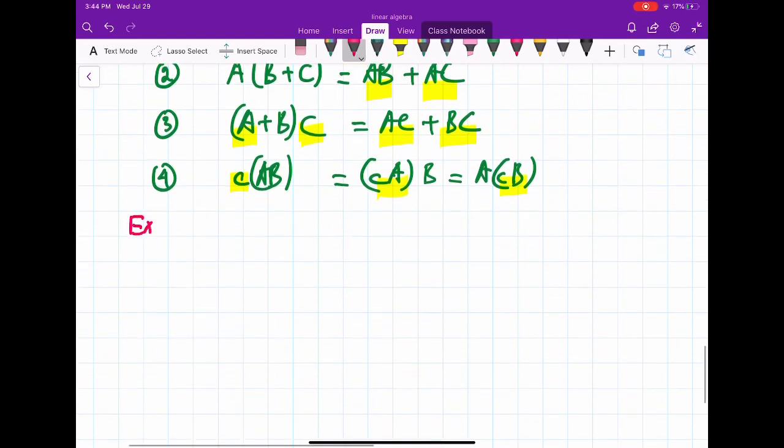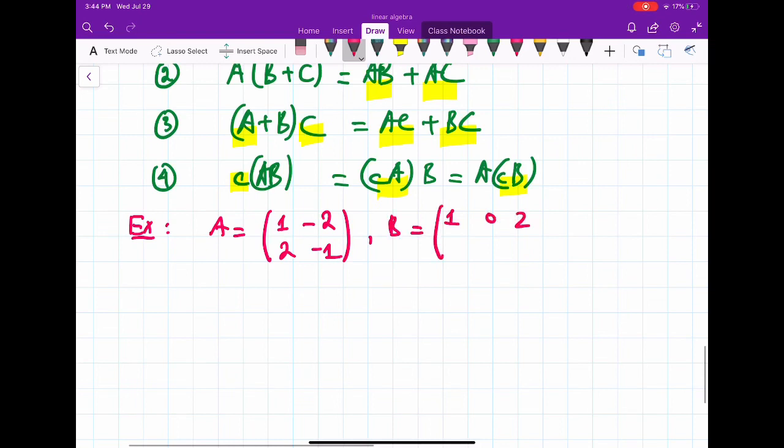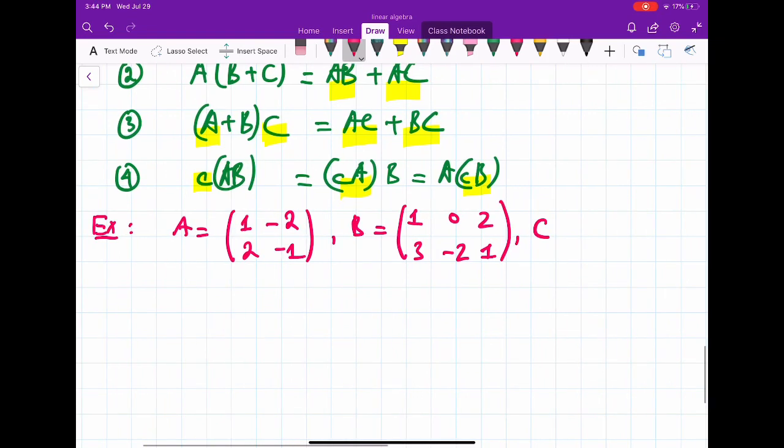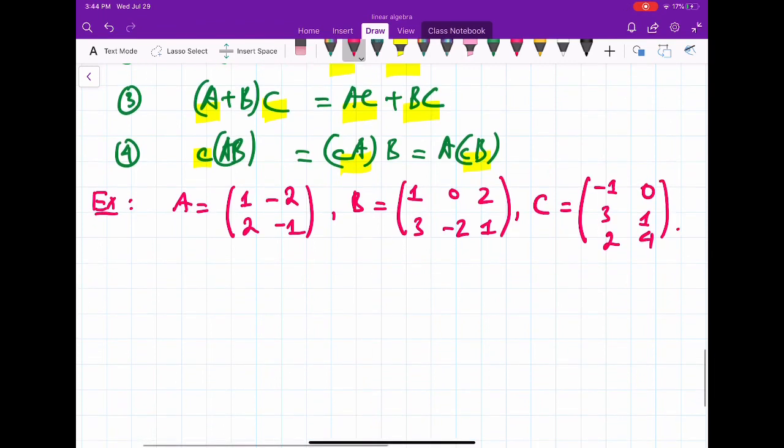Let's consider the following example. We have A equal to [1, -2; 2, -1]. B is [1, 0, 2; 3, -2, 1]. And C is [-1, 3; 2, 0; 1, 4]. So let's find A, B, and C, the product of three matrices.